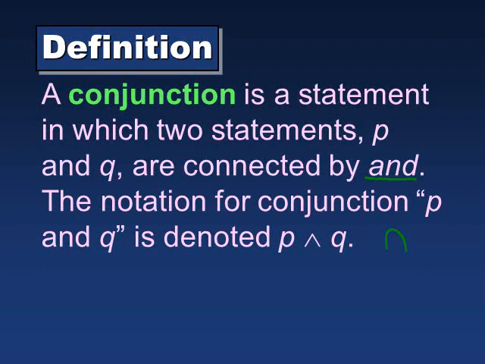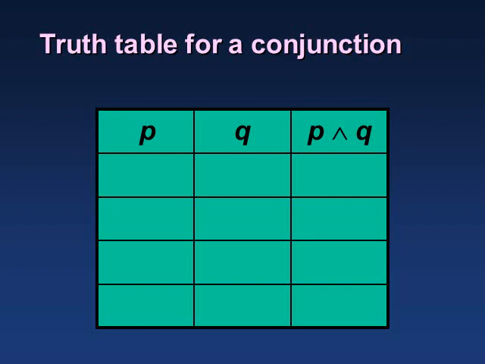Okay, so the notation though when you're talking about statements is like a caret. It still goes in the same direction as set notation, but it's pointy instead of rounded. So if I'm going to say P and Q, it looks like this. So let's look at a truth table with a conjunction.